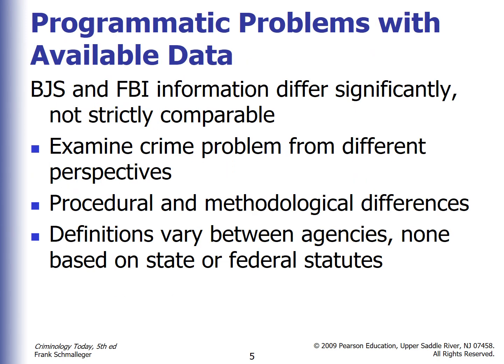All right, so there are some obviously programmatic problems with the data. Bureau of Justice Statistics and FBI information in those data sources that we just talked about differ significantly. We can't hold them side by side and compare exactly. They look at crime from a different perspective. They also have what you would call procedural and methodological differences. And basically, what do they do? How do they get their information?